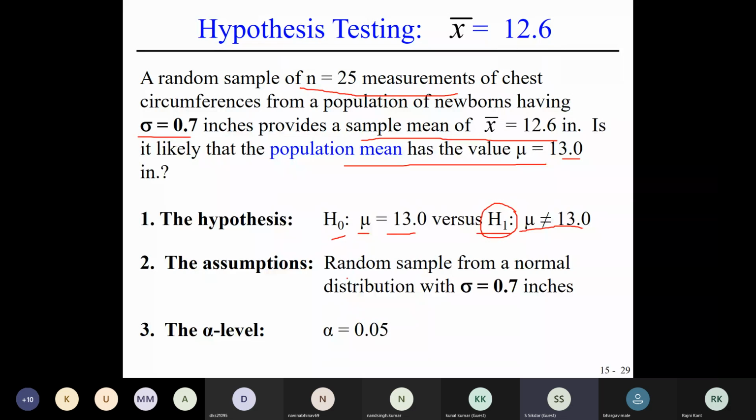Also, the assumption that has been made is a random sample from a normal distribution with sigma 0.7 inch, which is already given there. And we take the alpha level, or p value, that is probability. Just earlier we showed there, some books or some examples show it as alpha, some people say p. So it is 0.05. Let's assume that.